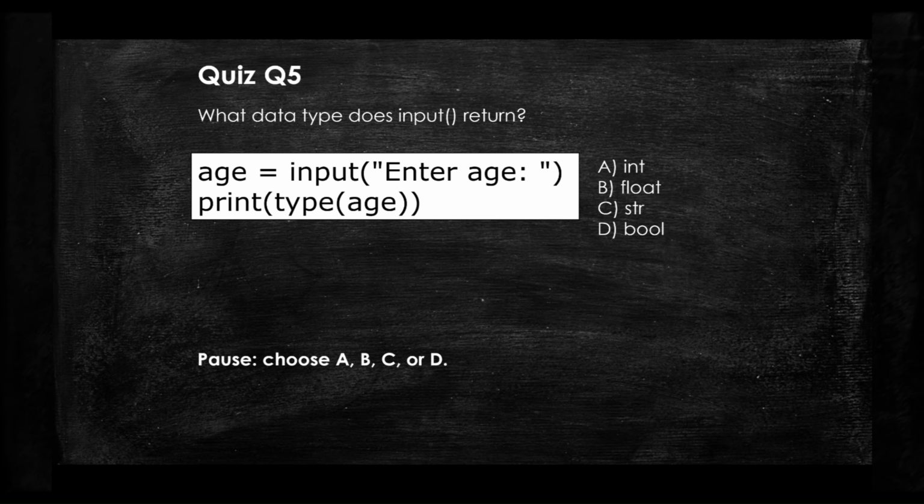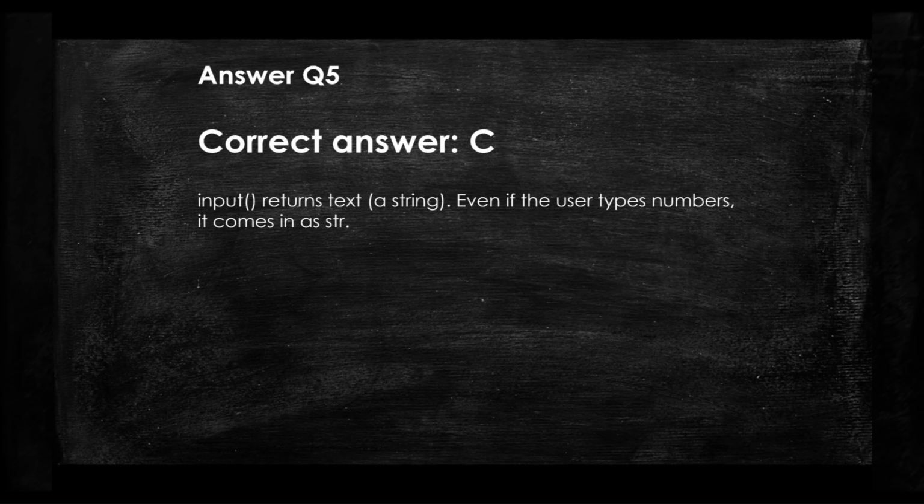Question number 5. What data type does input return? Question 5 answer is C. Input returns text, a string. Even if the user types numbers, it comes in as a string, or str.